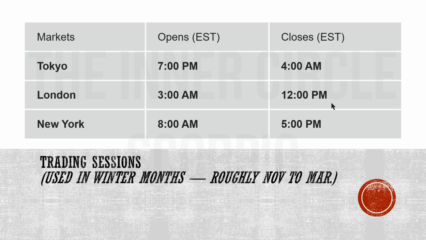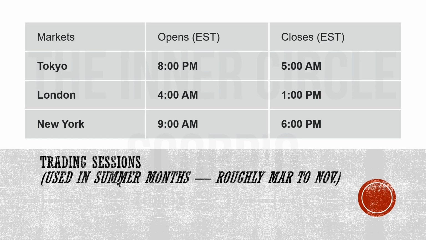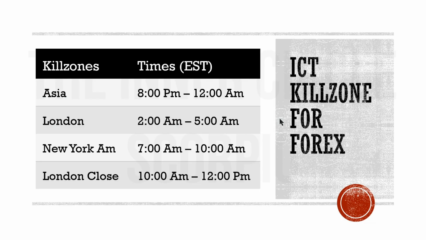This goes from November to March, roughly, and this time is used in winter months. Now we also have summer months, of course, from March to November, in which the Asia session starts at 8 p.m., closes at 5 a.m., and London session is from 4 to 1, and New York is from 9 to 6. This is our standard time that we usually use all the time.